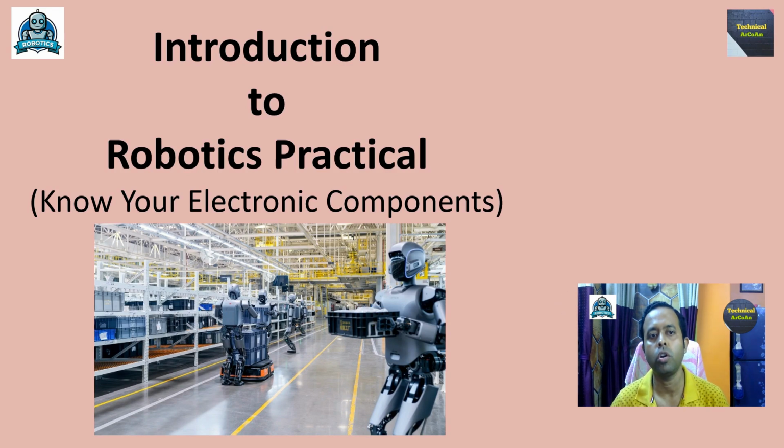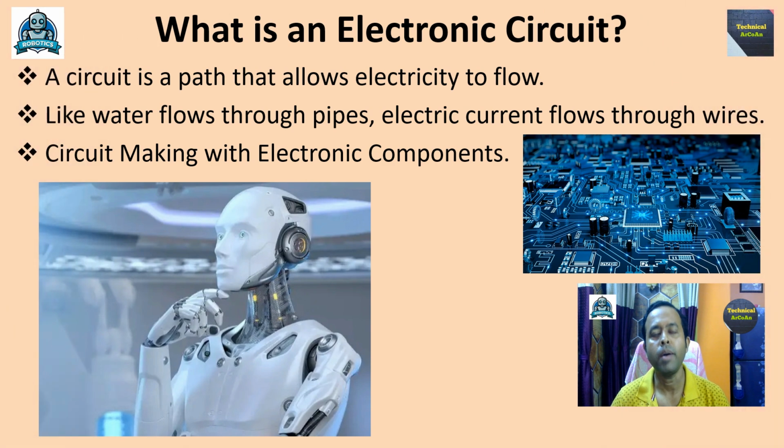This is the introduction video on Robotics Practical, right? Know your electronic components. Robotics is the branch of science and technology that deals with design, building and working of robots, right? A robot is a machine that can sense, think and act. Okay. Now we talk about what is an electronic circuit. A circuit is a path that allows electricity to flow, meaning the path through which the electrical charge flows.